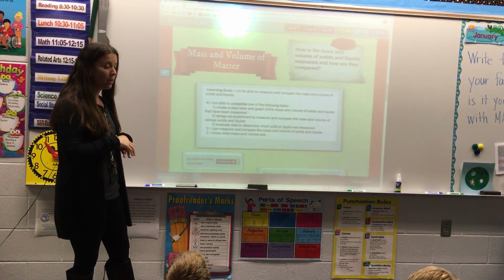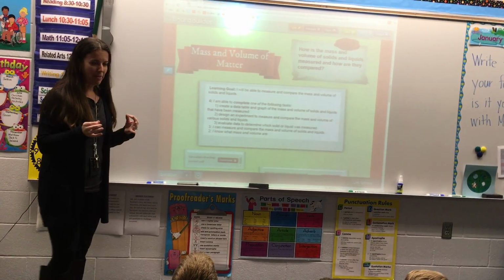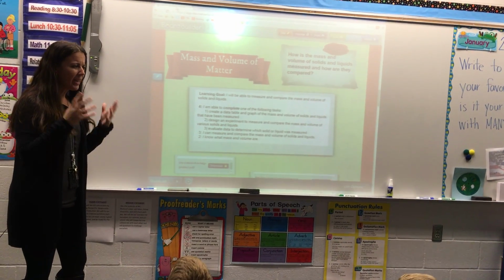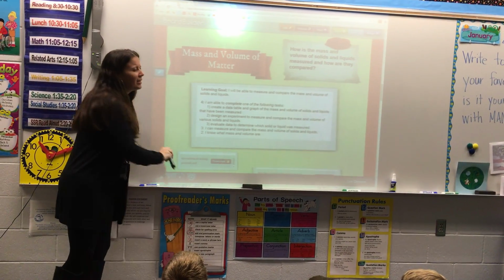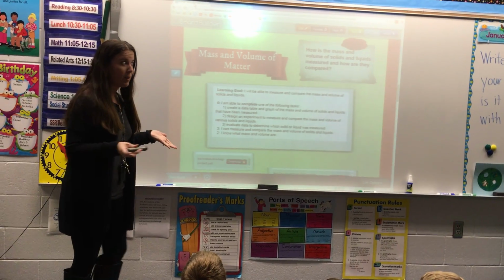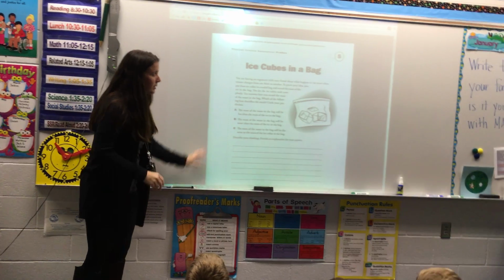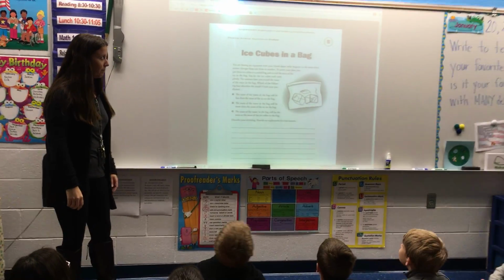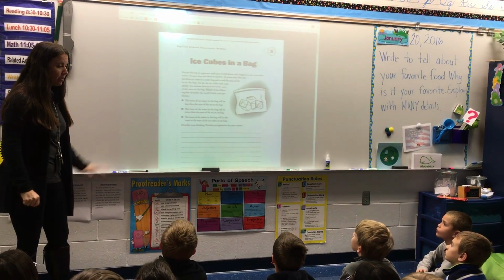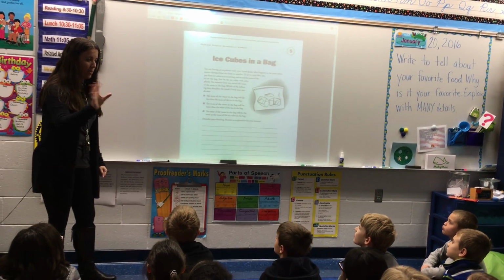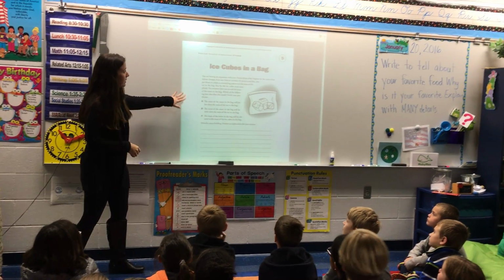Volume of solids and liquids. Now, when we're thinking about that, we have a little activity that we can do to really try and test our knowledge and see what we already know about this topic. So I'm going to pull up a thinking probe here for you. So take a look at ice cubes in the bag. You have one of these at your seat, but we're going to go over this together right now, and then you're going to go back and make your choice. So let's take a look.